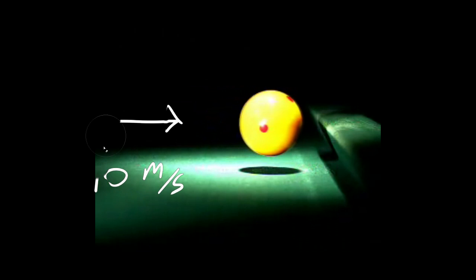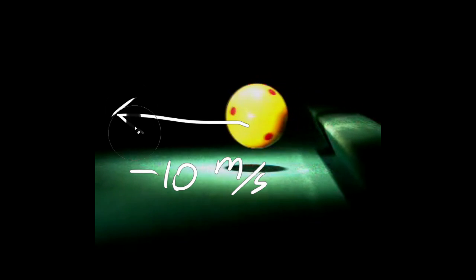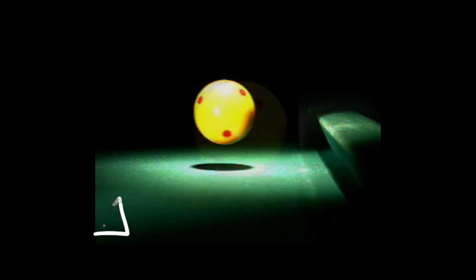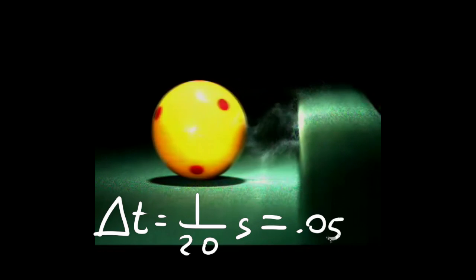Then we're going to say it hits the wall and bounces back at negative 10 meters per second. It's going the opposite direction. We're going to say the amount of time that it's actually hitting the side is, let's say, a 20th of a second. So that's what we have to work with. Let's go ahead and calculate the impulse.